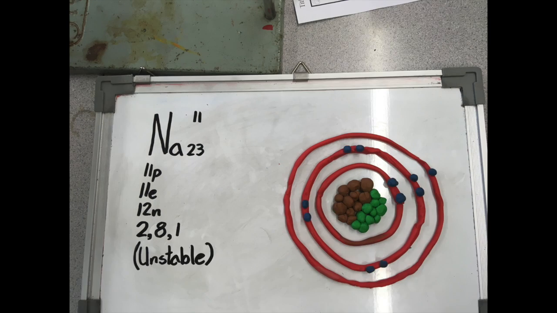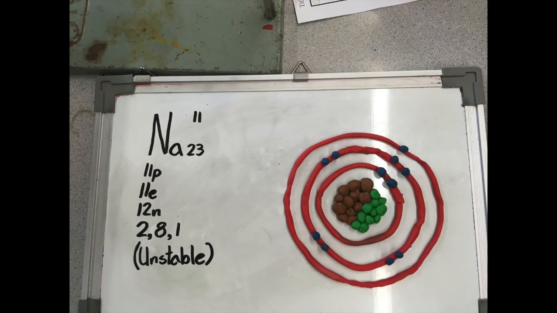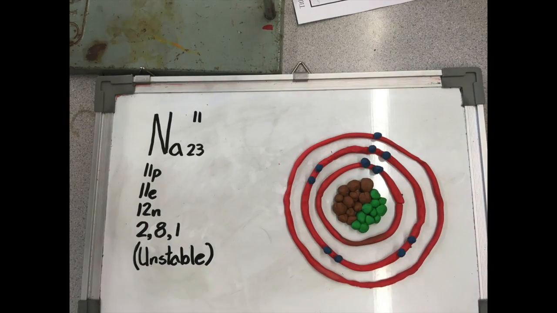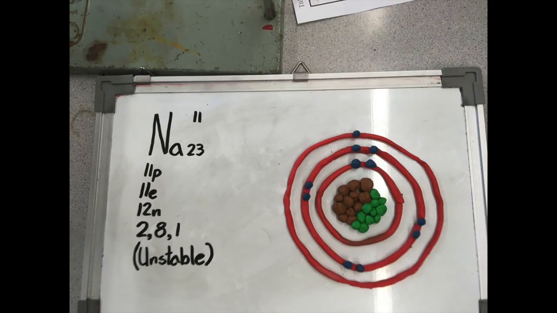The protons and neutrons in an atom are in the middle of the atom, which is called the nucleus. Electrons orbit around the outside of the nucleus in energy shells. The first energy shell has up to 2 electrons, and the other shells have up to 8 electrons.